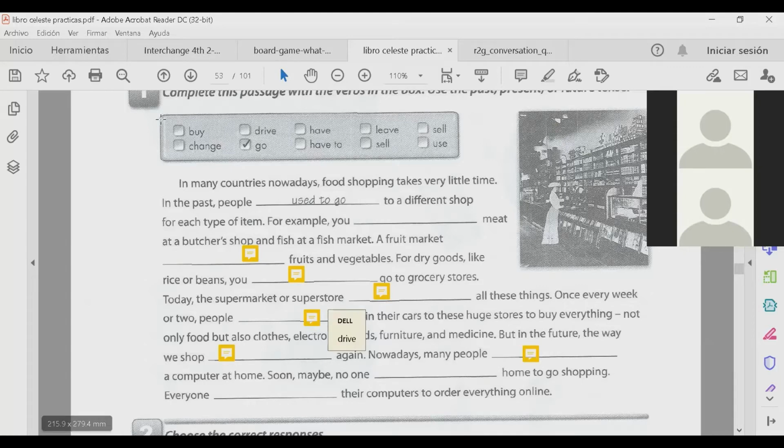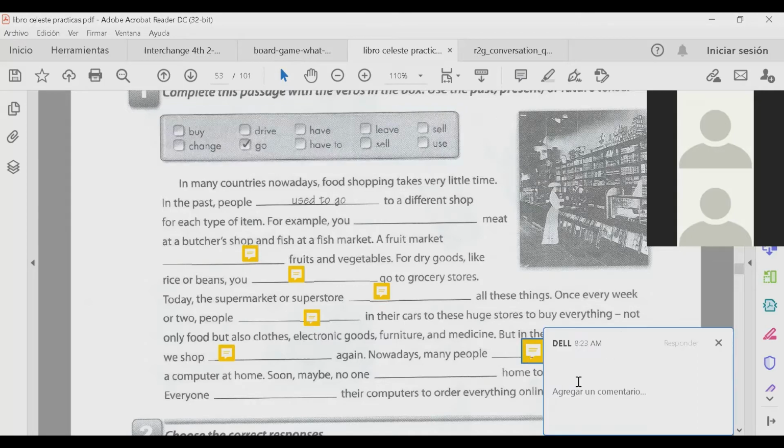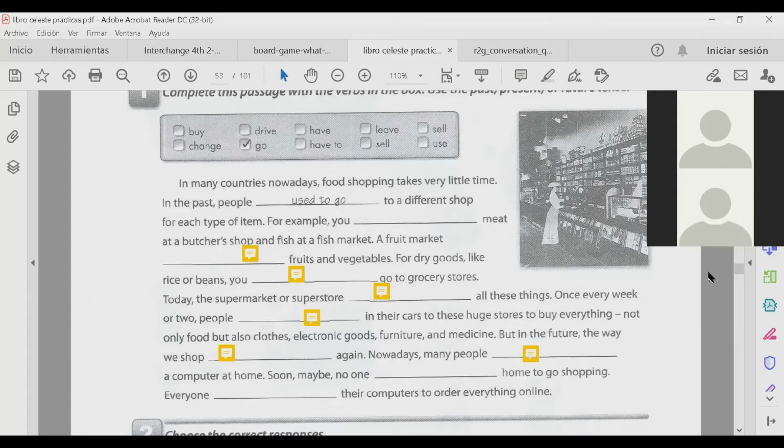Guys, what about this one? Nowadays, many people what a computer at home? And here you have the options. What about that one in there? Use. Use, it could be used, right? Nowadays, many people use a computer at home. Or we can say, have. Exactly, have. So look at that, guys, we have more than one option. That's what I always say. Many people use a computer at home or have a computer at home.